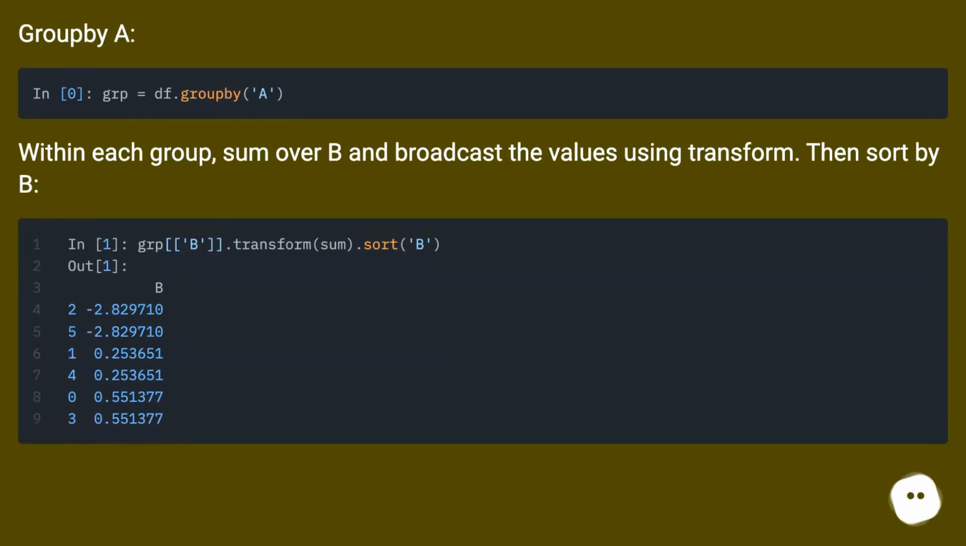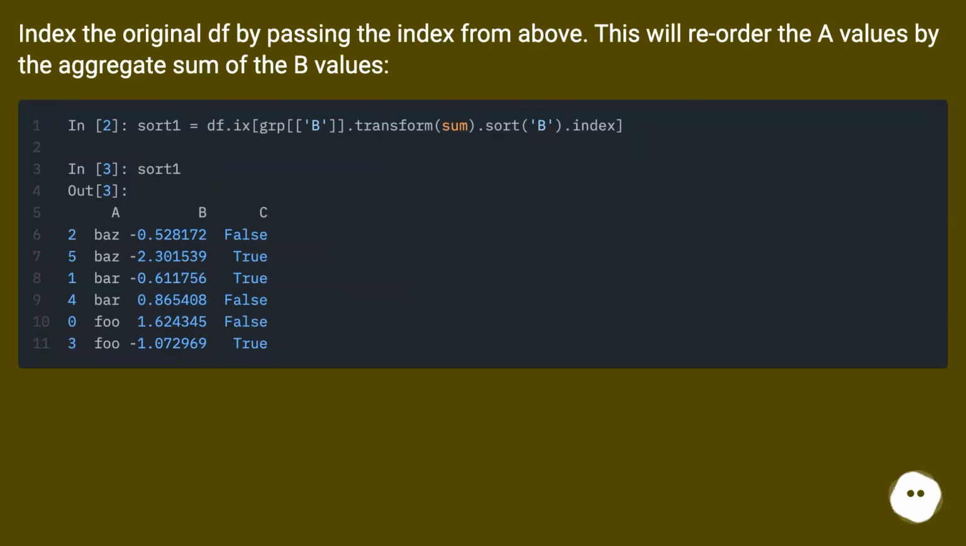Group by A. Within each group, sum over B and broadcast the values using transform. Then sort by B. Index the original DF by passing the index from above. This will reorder the A values by the aggregate sum of the B values.